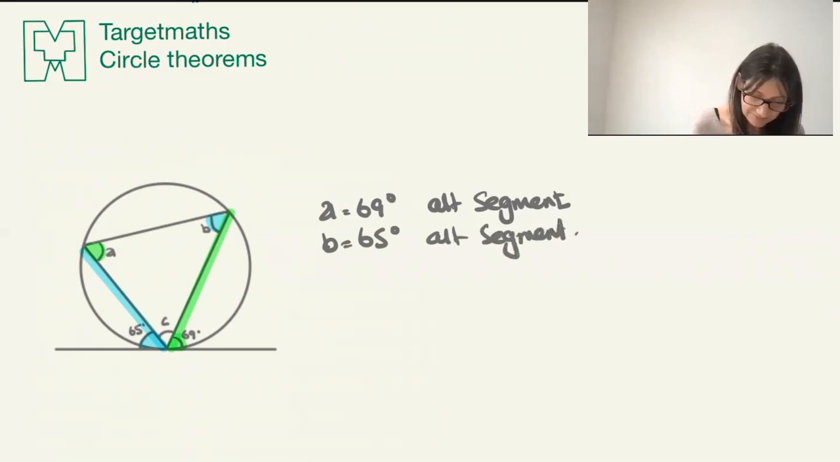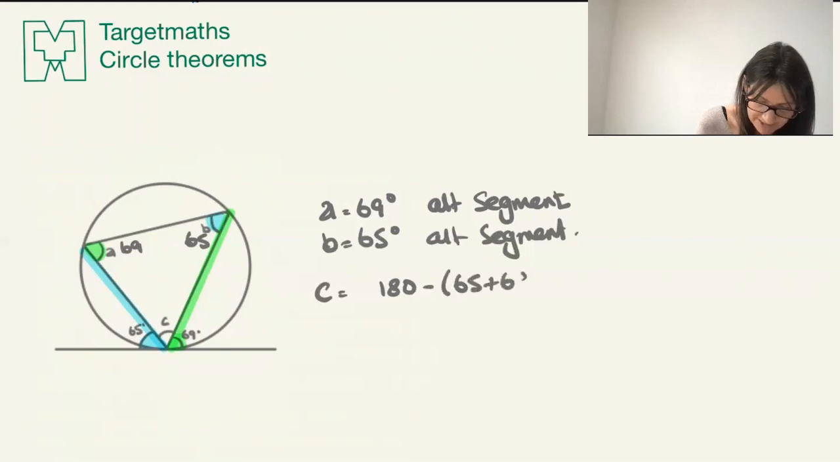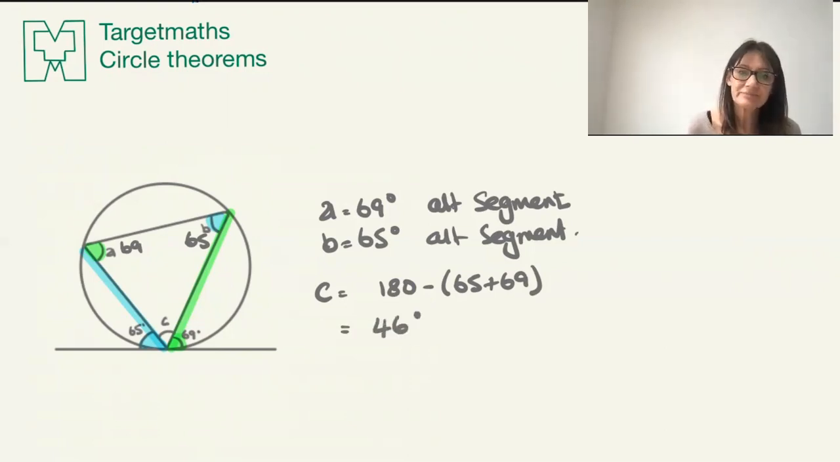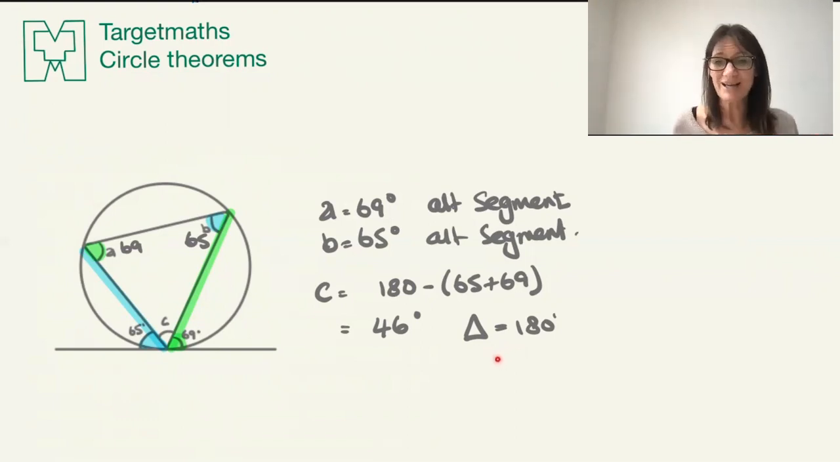And now C, okay, so if we mark those on, 69 and B was 65, I can see C is in a triangle with those two. So C is going to be 180 take away 65 plus 69, which is equal to 46 degrees. And all I've done there is use triangles, add up to 180 degrees. Now, my communicating here is done in the shortest possible way. When it comes to your GCSE, I would be writing it in full sentences. Triangles add up to 180 degrees. I don't want to risk losing a mark because the examiner is not understanding my code. So really, really important.